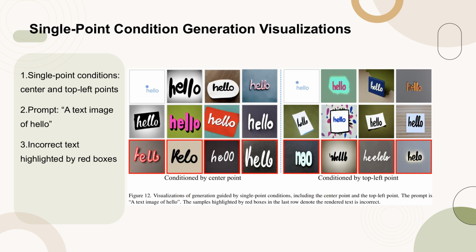Figure 12 presents visualizations of text generation guided by single-point conditions, specifically the center point and the top left point. The prompt used is a text image of hello. The last row of samples, highlighted by red boxes, indicates instances where the rendered text is incorrect. This figure demonstrates the challenges and inaccuracies associated with single-point supervision strategies and text generation tasks.